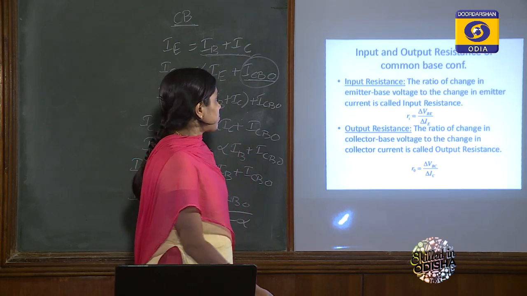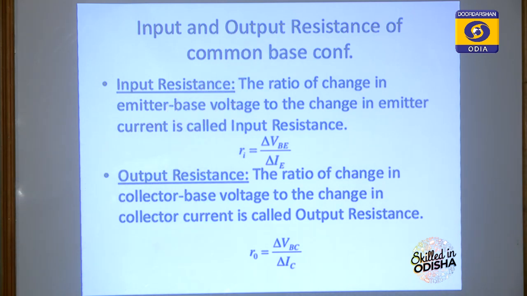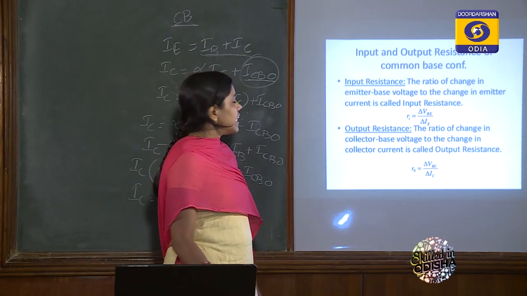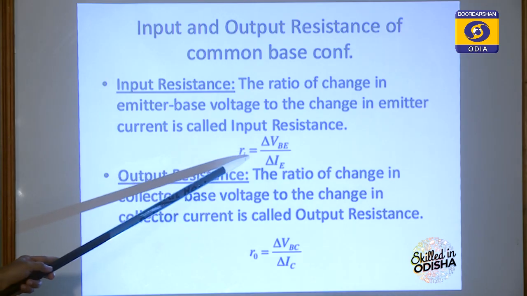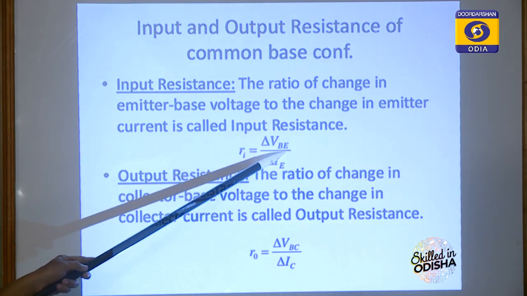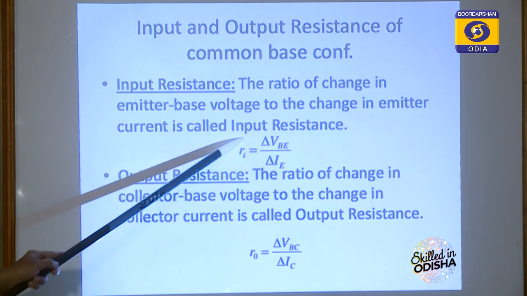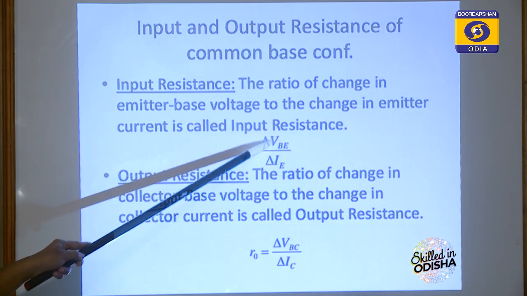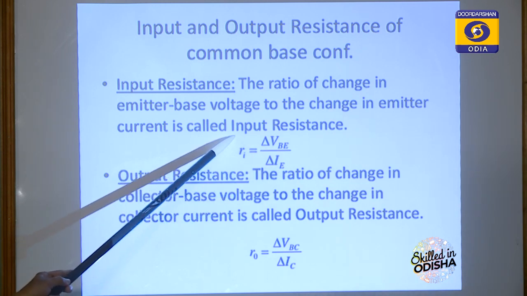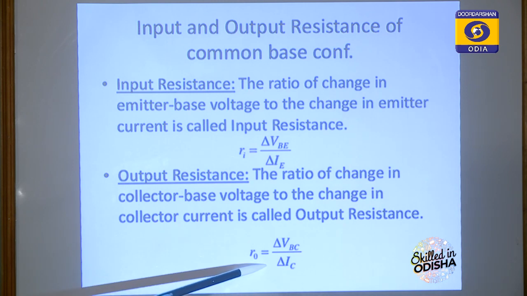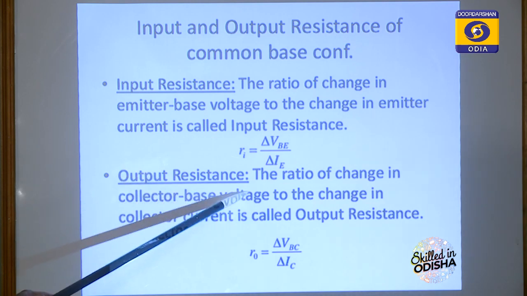Then next is the input resistance and output resistance of common base configuration. Input resistance is the ratio of input voltage to input current. The input voltage for common base is VBE and the input current is IE. So input resistance is equal to delta VBE divided by delta IE. We know that input resistance is very small compared to output resistance because of the forward bias configuration. Then next one is the output resistance.